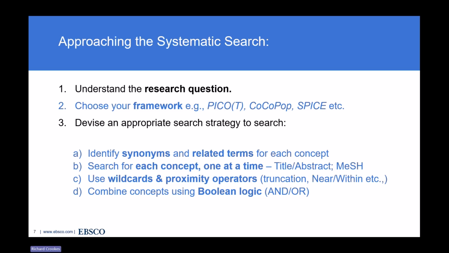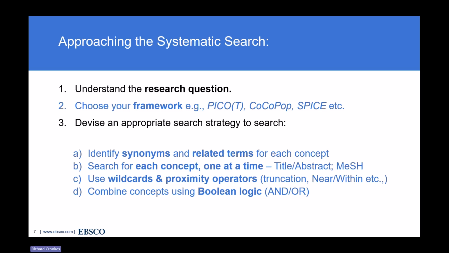I mentioned PICO, this is where we're going to focus, but there's other ones like COCOPOP, SPICE, Eclipse, PIO, and so on, all sorts of acronyms that relate to frameworks which are intended to be able to structure your search to ensure that you find what's out there in relation to a particular field or subject area. And therefore, with that in view, we have to devise an appropriate search strategy to search.